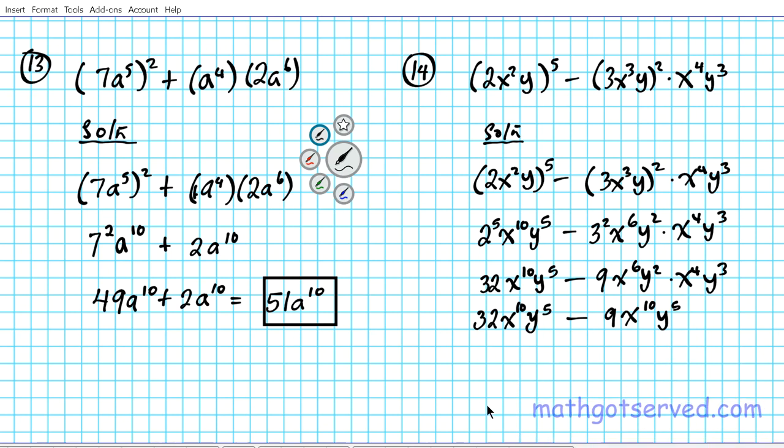Are they like terms? The answer is yes. How do we know? Coefficients are both rationals. We have identical variables, and each variable has the same power. Okay. All right, so just combine the coefficients, drop the variables, and that will be that. 32 minus 9 is 23. So we have 23x to the 10th power, y to the 5th power as the answer to question number 14.